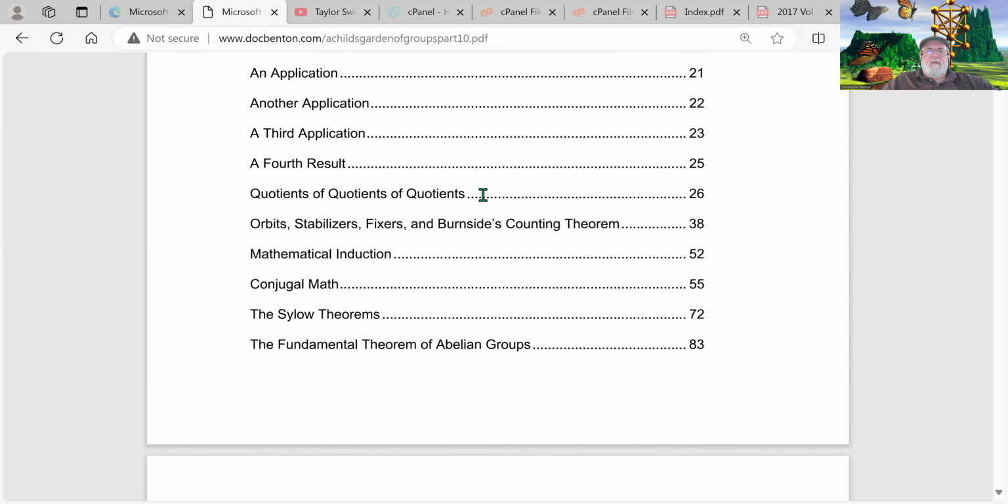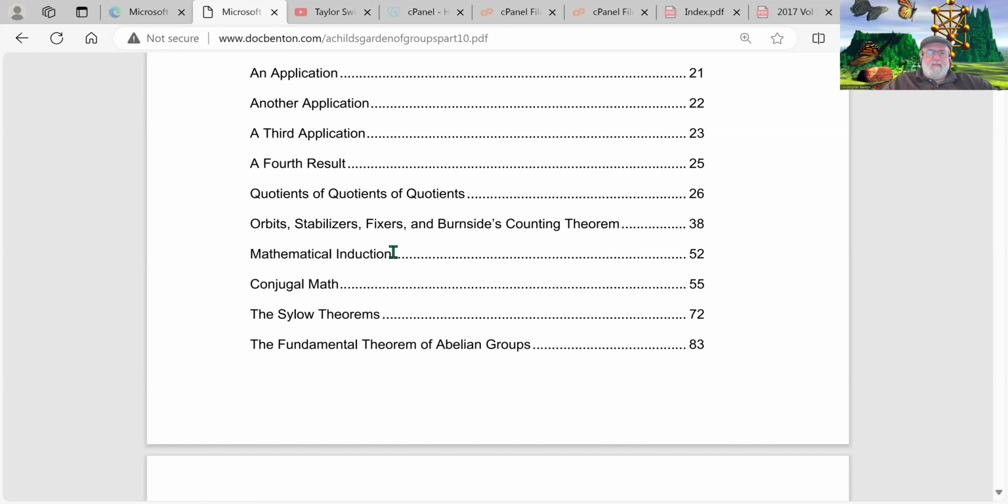A lot of this stuff I wrote some years ago so that I could reread it when I get old and forget. So I think that time is about here for me. Then orbit stabilizers, fixers, and Burnside's counting theorem. That's not always contained in basic books on group theory.